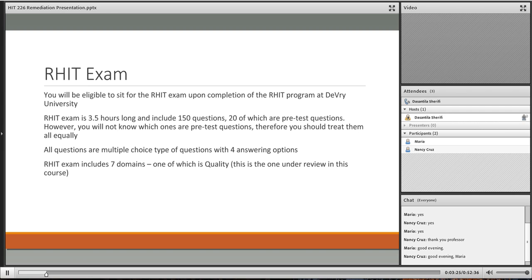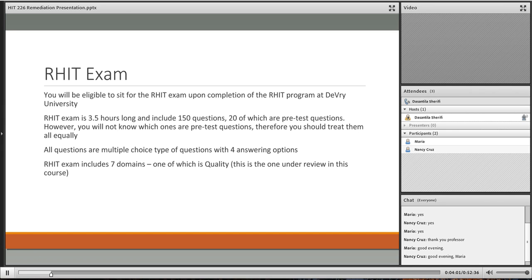Your RHIT exam is 3.5 hours long, and it includes 150 questions. This is a little bit more, actually a lot more than what you're used to answering now. Typically in your final exams, you have between 30 and 40 questions, right? So you need to really work on the speed, and the milestone tests are designed to serve as a bridge. So you have more questions, less time, but it's not exactly the same as the RHIT exam. It's just trying to get you prepared for it.